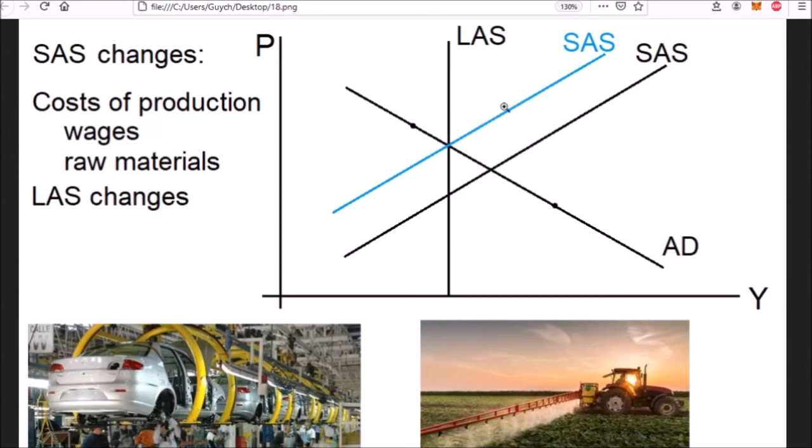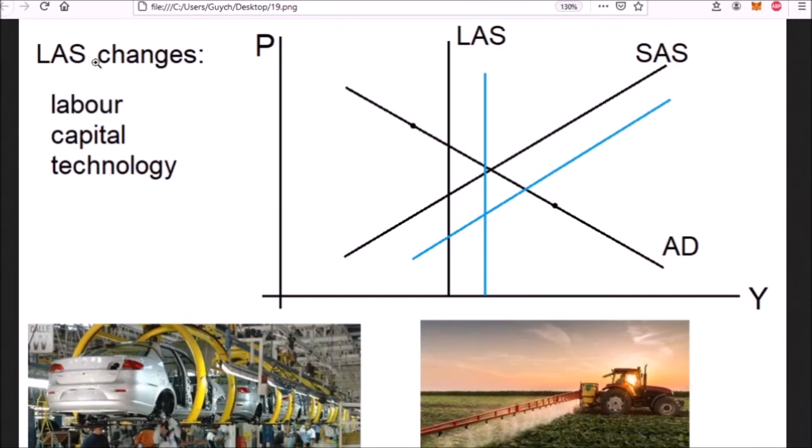Anything that changes the production costs shifts the short-run aggregate supply curve. For example, higher wages increase production costs, shifting the short-run aggregate supply curve to the left, because with higher costs, meaning lower profits, there is less incentive to produce as much. Similarly, rising prices of raw materials, such as the price of crude oil, push the production cost higher and decrease short-run aggregate supply, making the curve shift to the left. And of course, vice versa.